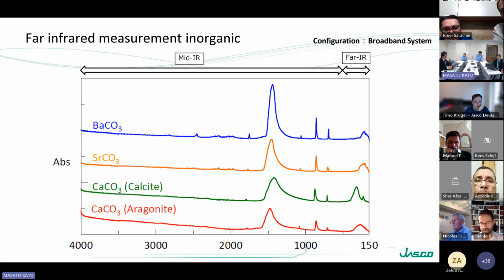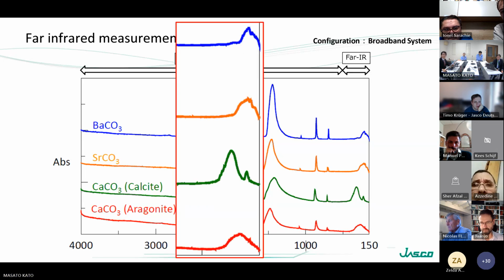The spectrum shown below is an inorganic carbonate spectrum. It can be seen that in the FIR region, differences in the crystal structure and vibration of heavy atoms can be observed. The most common use for such measurements of inorganic materials is the analysis of pigments in wall paintings, such as those of cultural heritage.